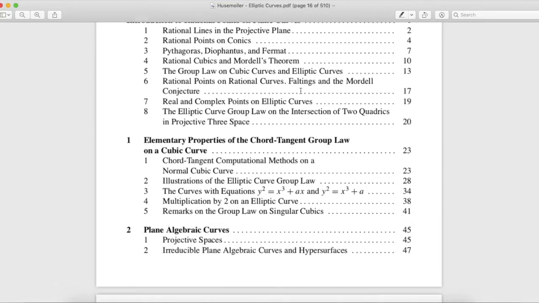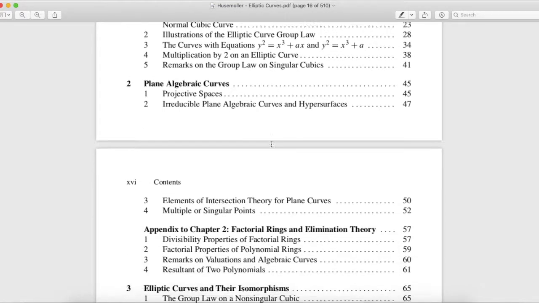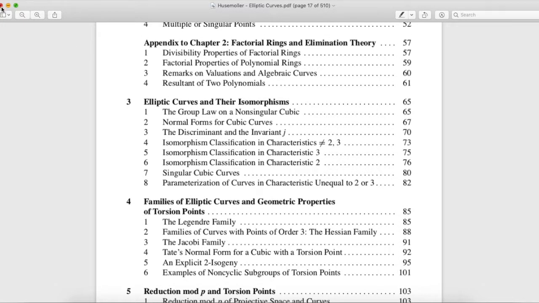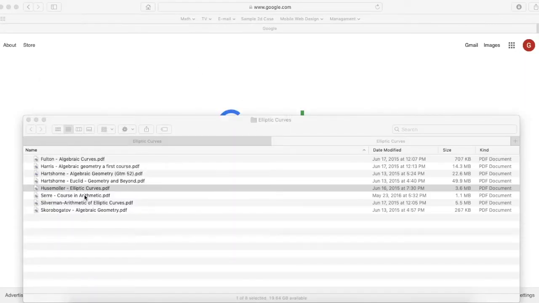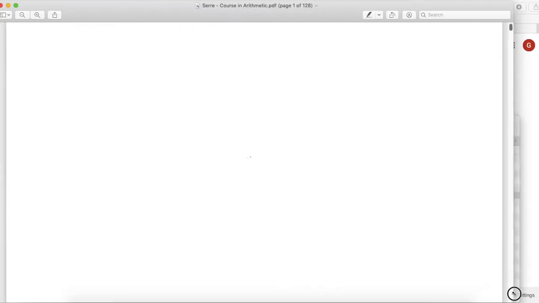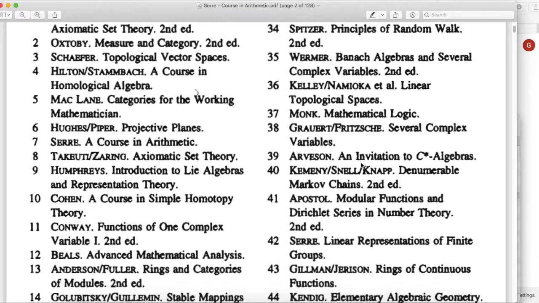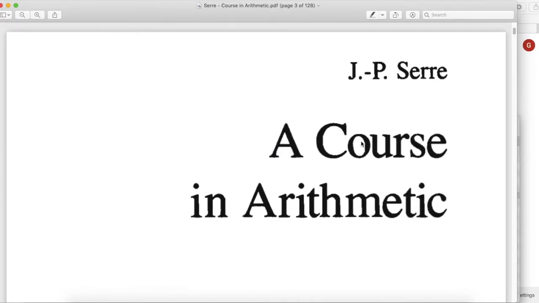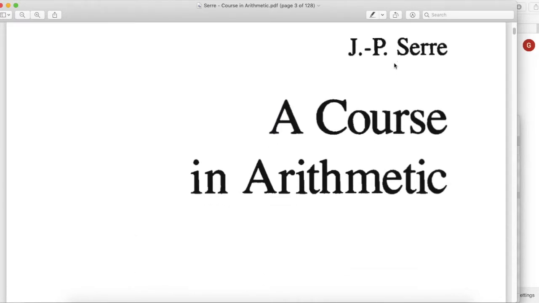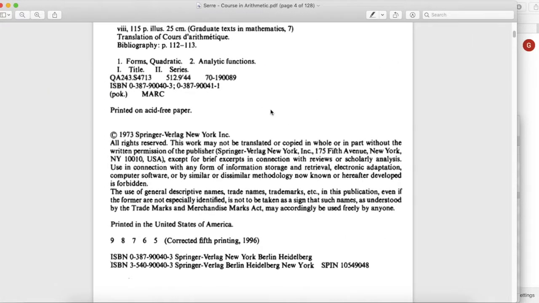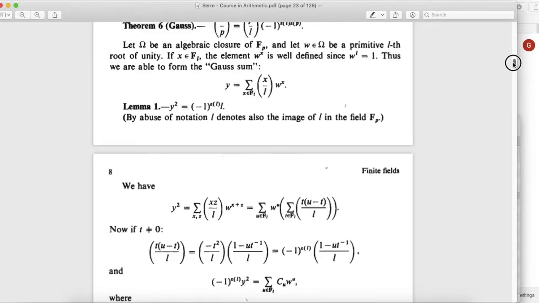Rational points on plane curves, elementary properties, factorial rings. Okay. That one seems okay, but now look, this is interesting. This is Serre himself, and Serre is one of the ones who was instrumental in the whole advancement of this field. So this is definitely an interesting book. This is from 1973. Uh-oh, I think my computer just died. Okay.